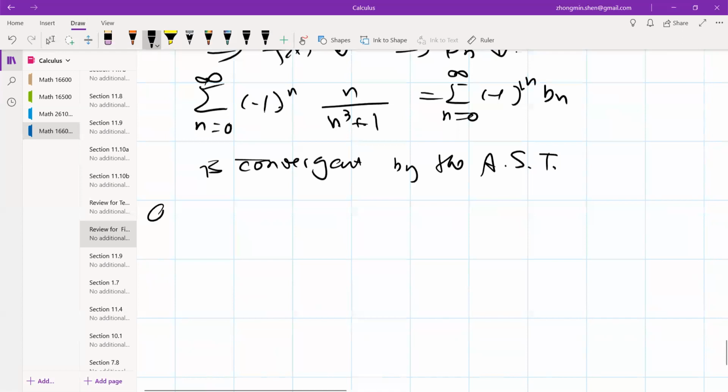All right, so the next problem. I just choose any number here, okay? So n plus 1, for example.